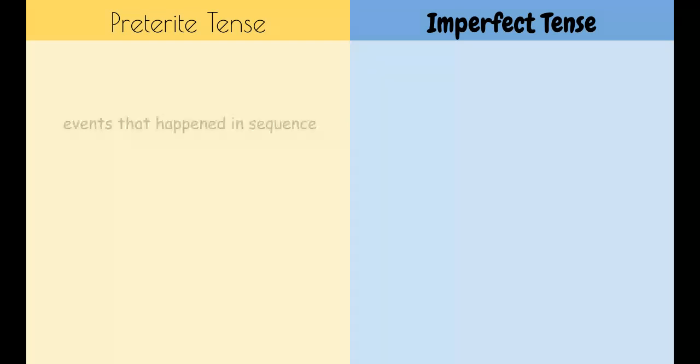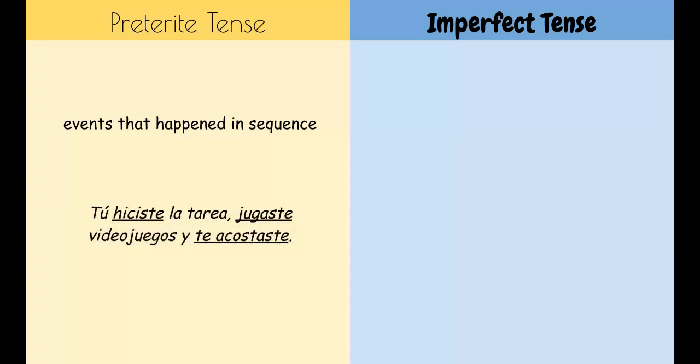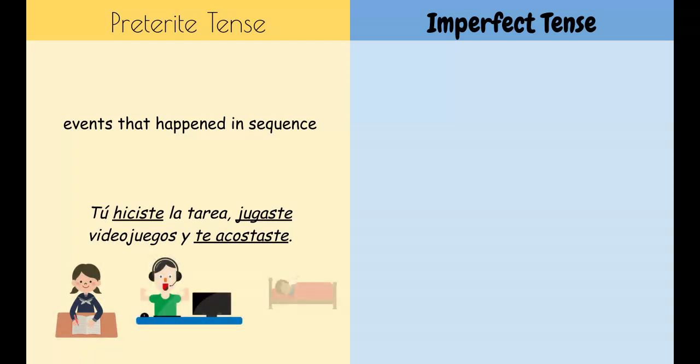Going back to the preterite tense, you will use it for events that happened in a sequence, when you're emphasizing that things happened one after another. So you could say, tú hiciste la tarea, jugaste videojuegos y te acostaste, meaning you did your homework, you played video games, and you went to bed, meaning you did those three things one after another.